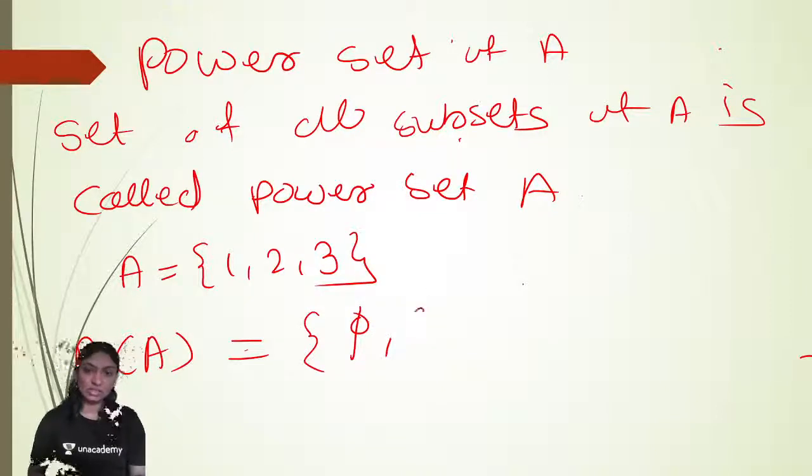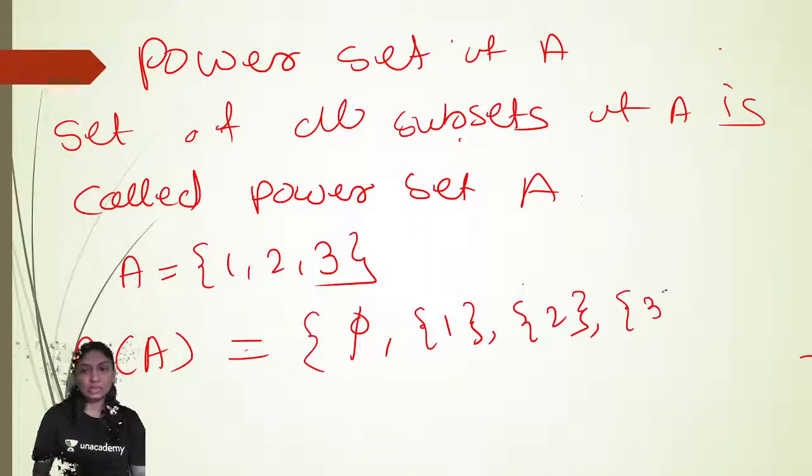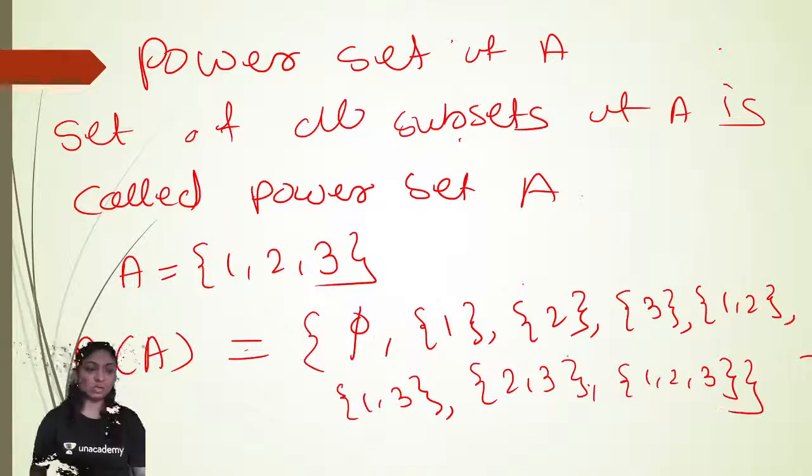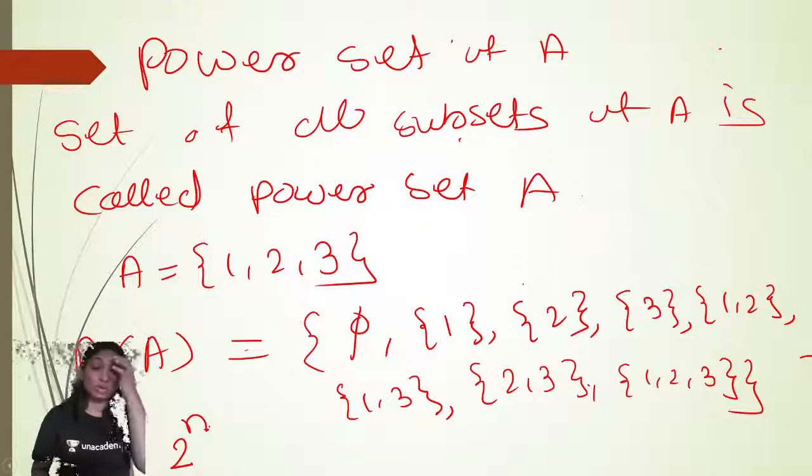So the empty set, singleton 1, singleton 2, singleton 3, {1, 2}, {1, 3}, {2, 3}, and {1, 2, 3}. These are the power set of A. And the number of elements in the power set of A is 2 raised to n.